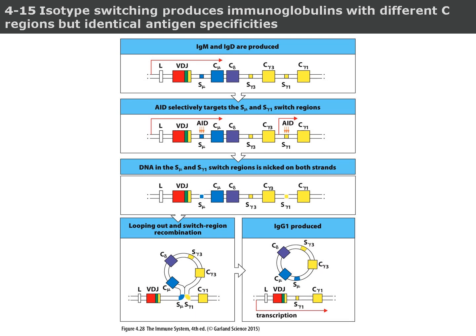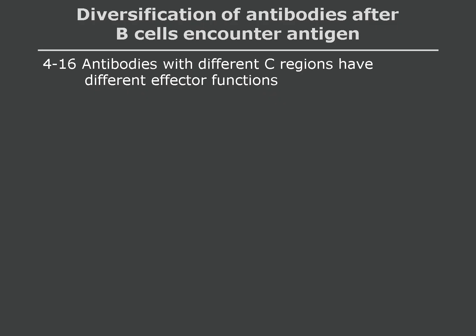A looping mechanism brings the targeted constant region in line with the variable gene segments. The intervening DNA is removed, and a new recombined locus is formed. As a result, the B cell now produces immunoglobulin gamma 1 with the same antigen-binding region, but a new constant region, giving the antibody different effector functions. Antibodies with different C regions have different effector functions.